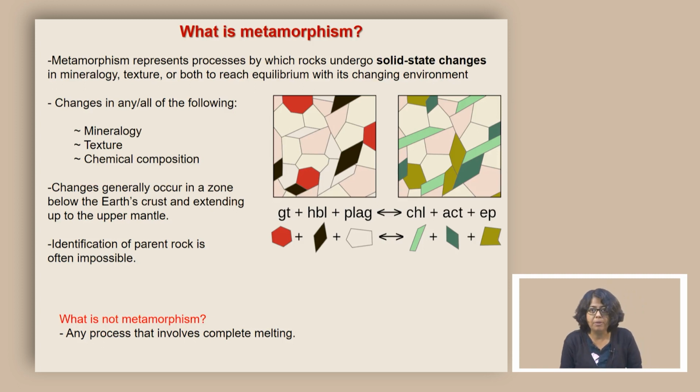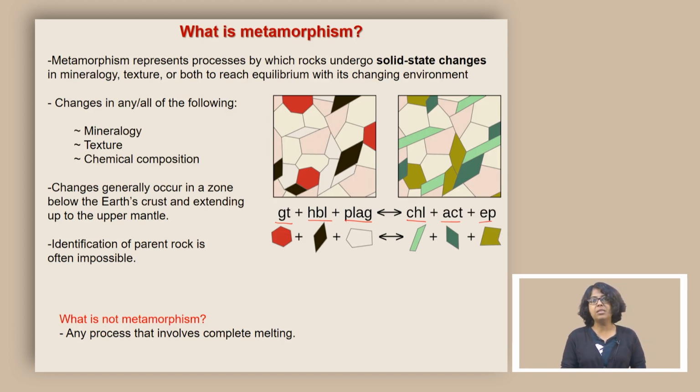So, here is an example of a metamorphic reaction. The first picture shows arrangement of crystals and the composition of it has different minerals such as garnet, hornblende and plagioclase. And then after metamorphism, it can convert to chlorite, actinolite and epidote. These are different minerals, formed by sharing some of the chemical composition, sometimes changing the crystal structure and sometimes by exchange of other minerals which are surrounding.